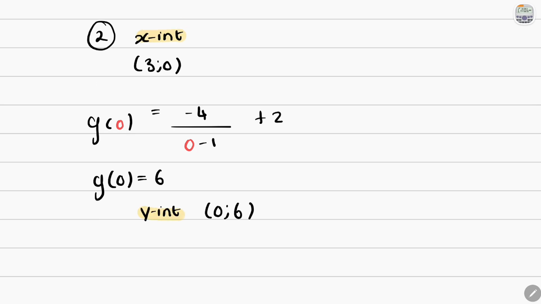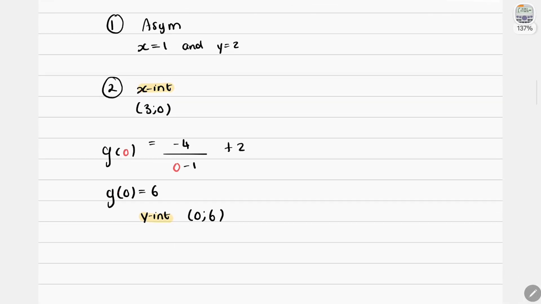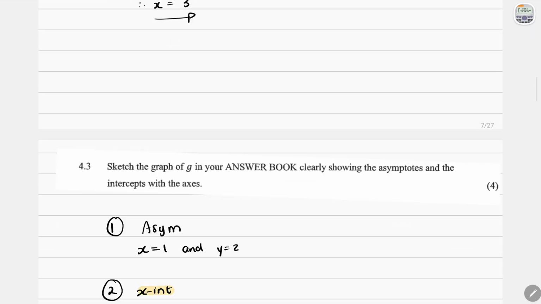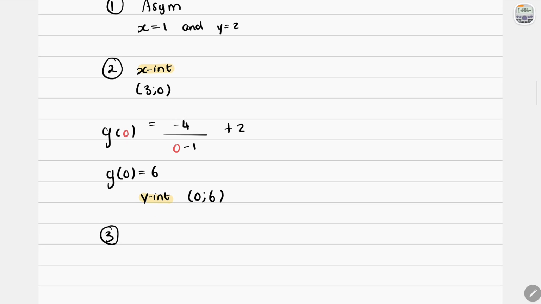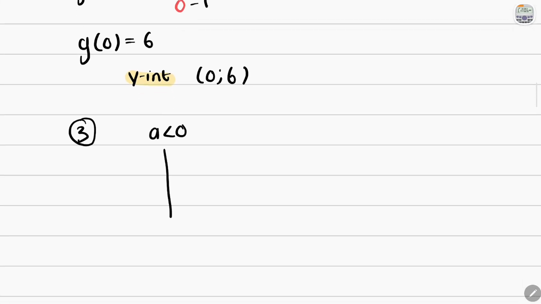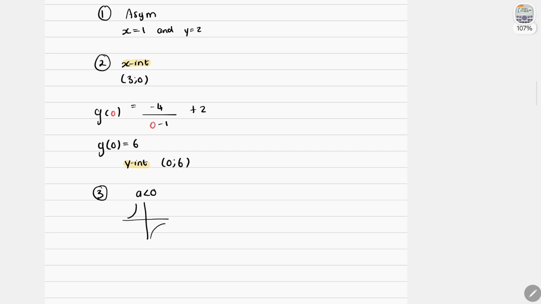That's step 2. Then step 3 is you need to know the shape of your graph so that you know where to draw them. Okay, so our graph has a negative a value. If a is less than 0, remember that your graph is going to lie in the second and the fourth quadrant. Okay, so let's get sketching.